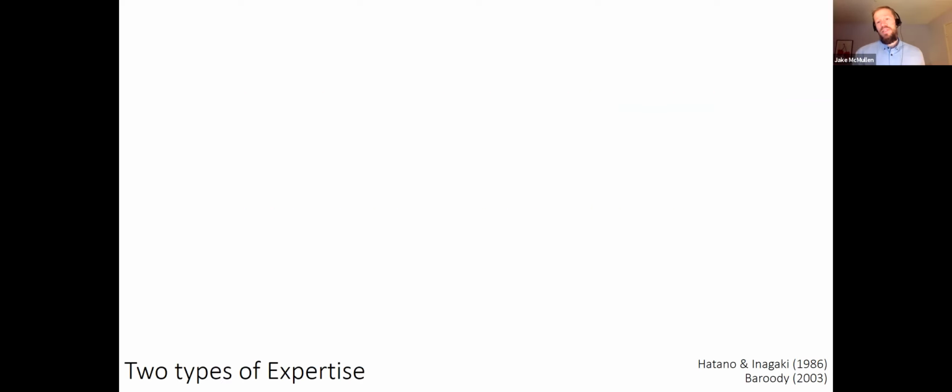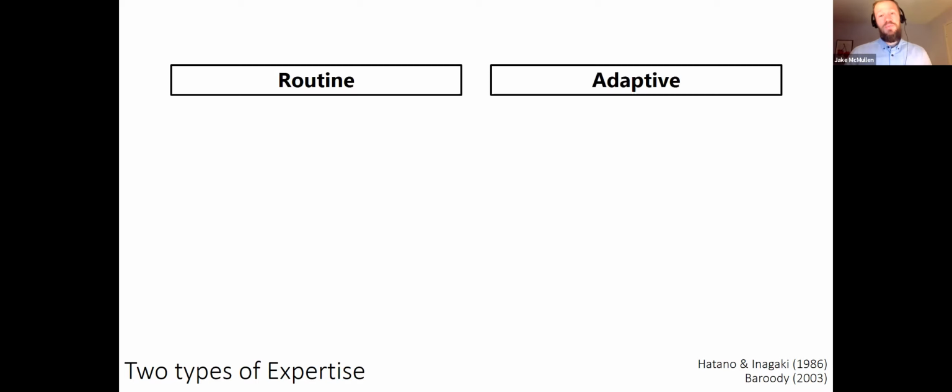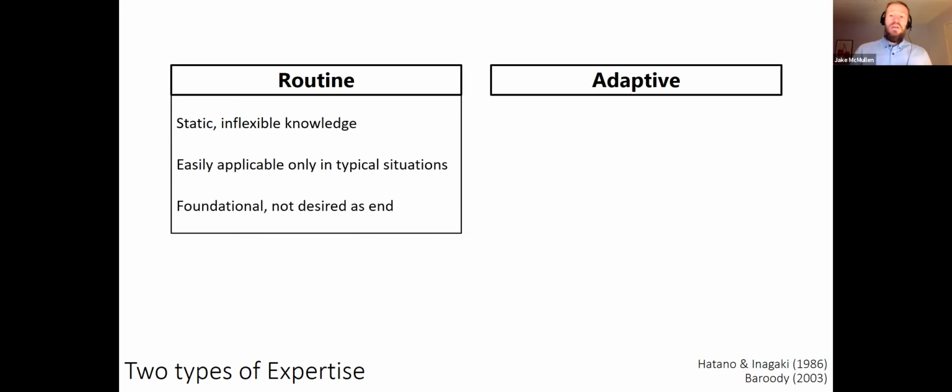So the idea that we are basing our work on goes back to these ideas of there being 2 types of expertise, routine expertise and adaptive expertise. And the contrast between the two. It's not necessarily the end goal of education or teaching about rational numbers.